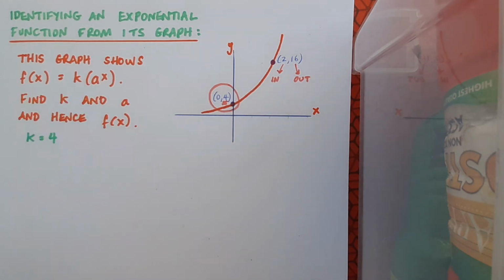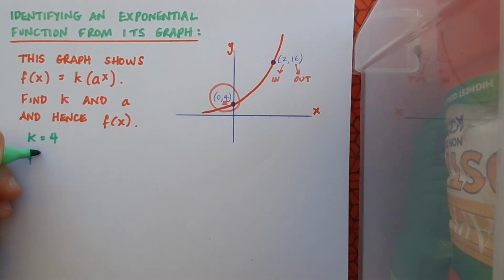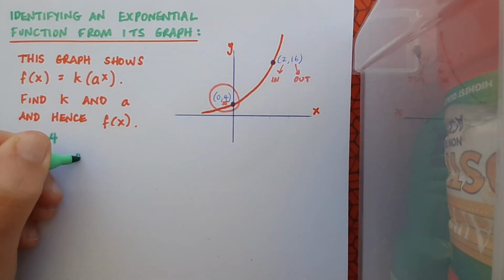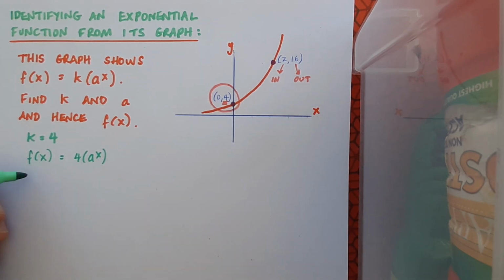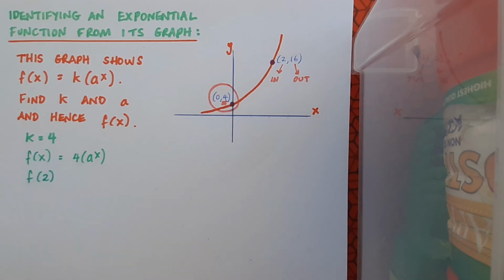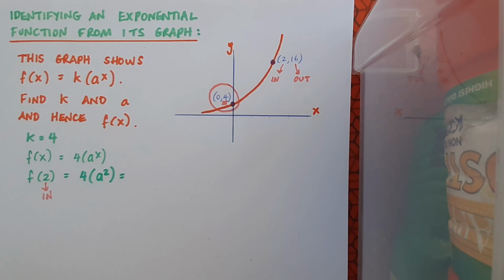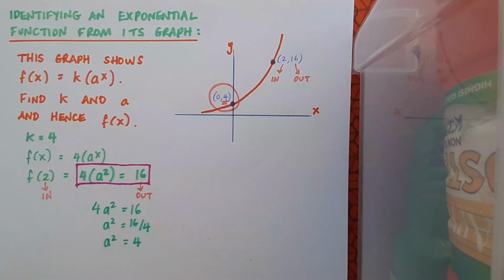Now, I already know what k is, so I'm going to write down that f of x equals 4 times a to the x, first of all. Okay? Now I'm going to work out f of 2. So 2 is my input, and it goes in for x. And of course, I know what I get when I put 2 in. I know that I get 16 out. So 16 is my output. And now I have a little equation that I can solve to figure out a. So here's my equation. 4a squared equals 16. So I want to figure out a. So first of all, I'll get the a squared by itself. So I'll divide across by the 4, and that gives me 4. And then I can just square root this to get a.